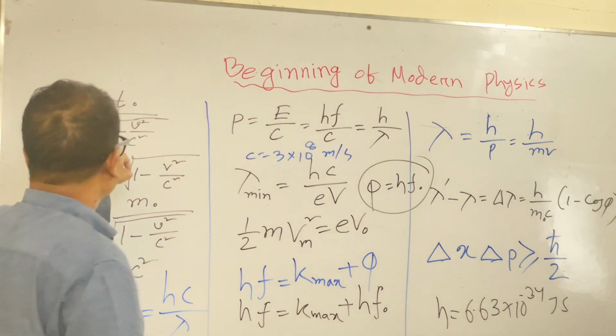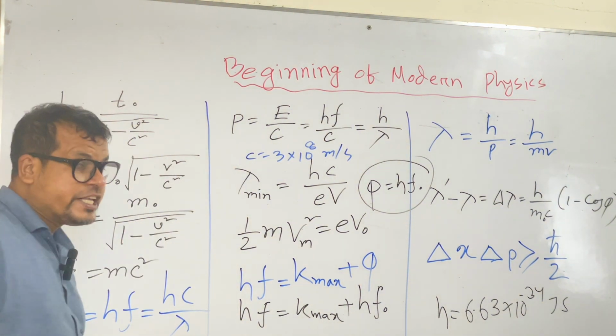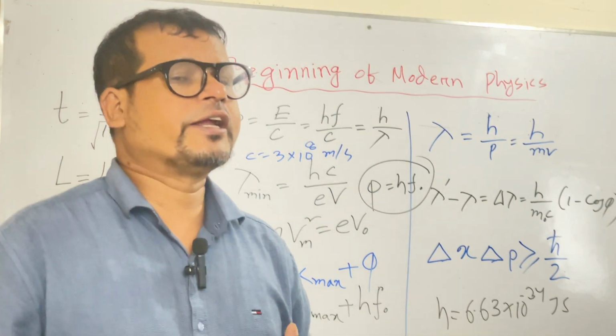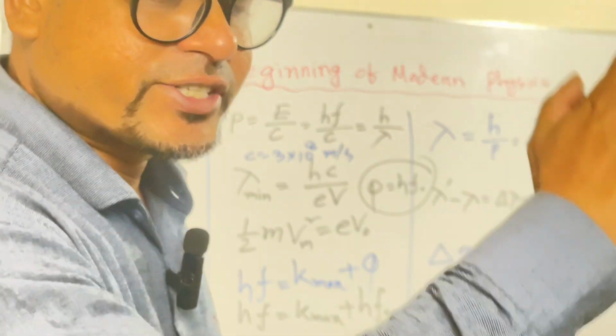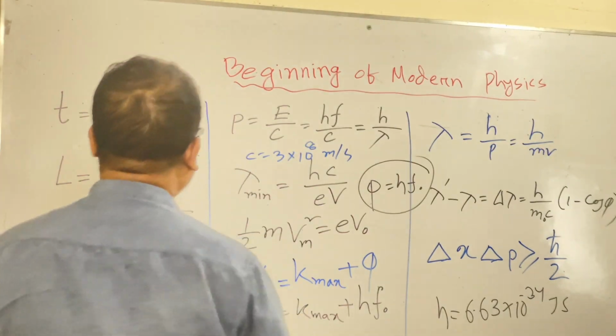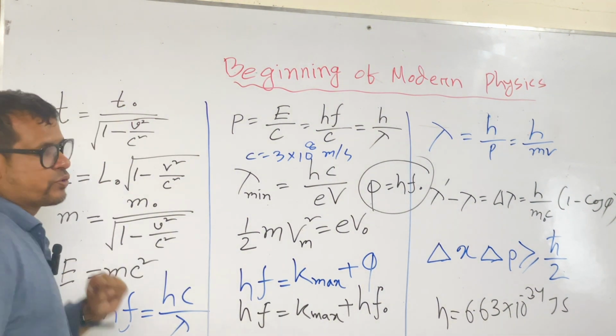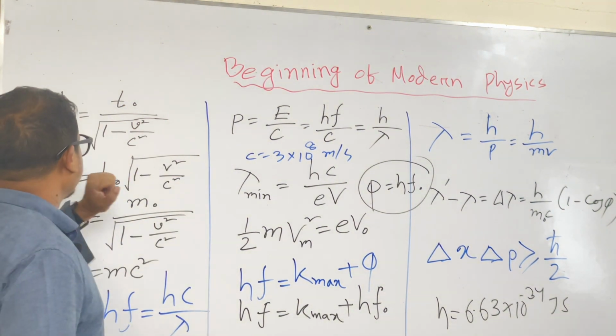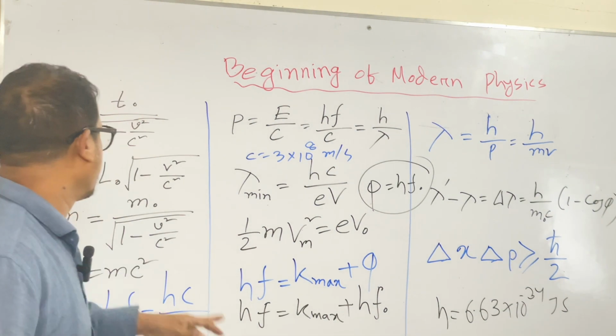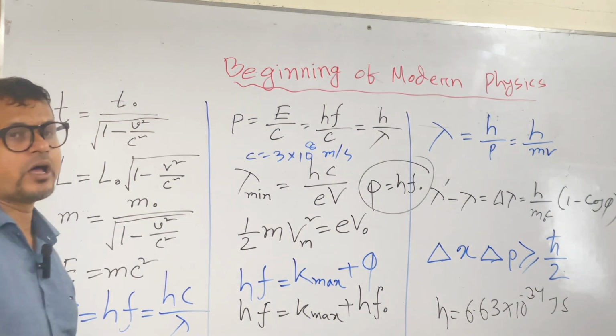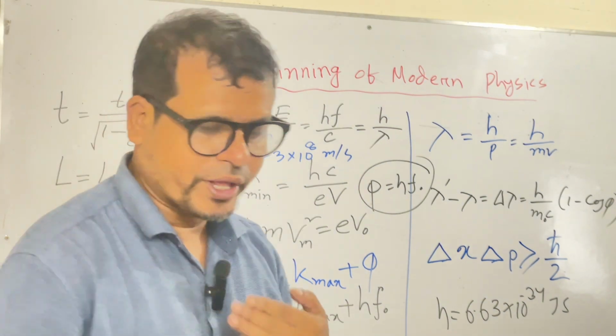Root 1 minus v square over c square, where v is the velocity of the moving body and c is the velocity of light. From that equation, we may find t naught. If the question gives you t naught and v, then you can find the time of a moving body, t.